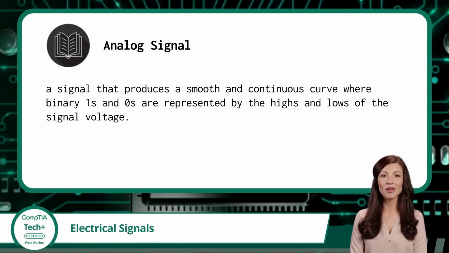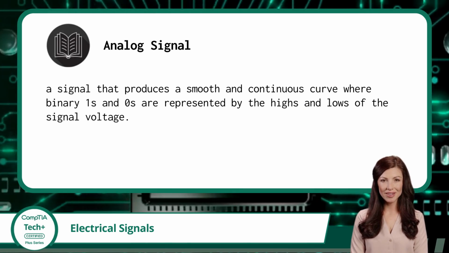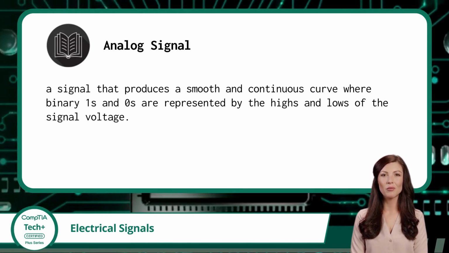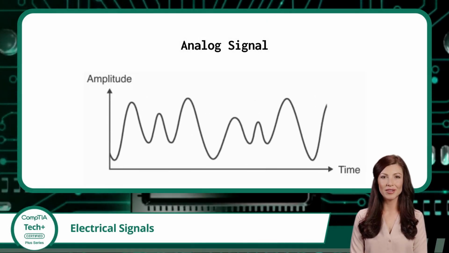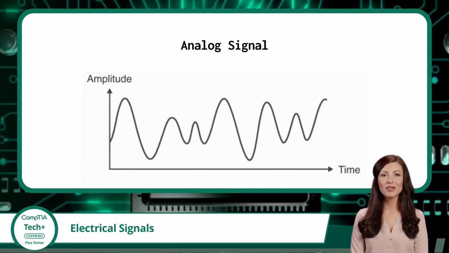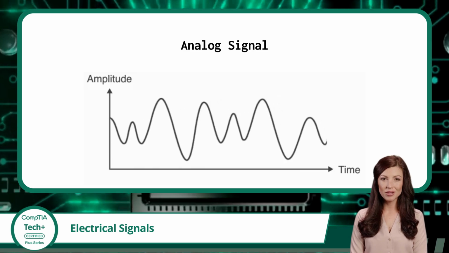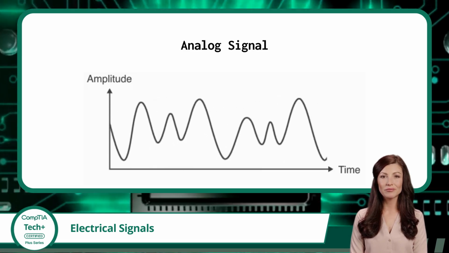An analog signal is a signal that produces a smooth and continuous curve. In this type of signal, the binary ones and zeros that we transmit are represented by the highs and lows of the signal voltage. Here is a visual example of an analog signal. Notice how the signal produces smooth and continuous upward and downward curves.